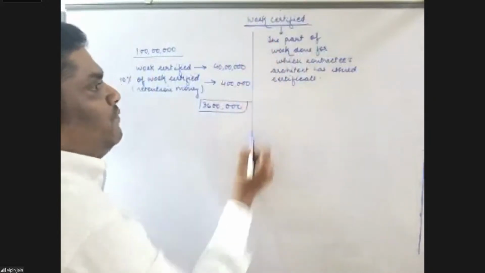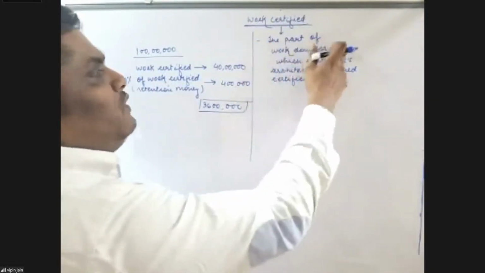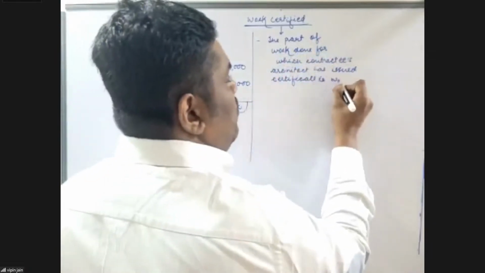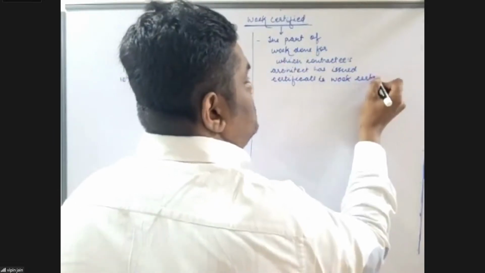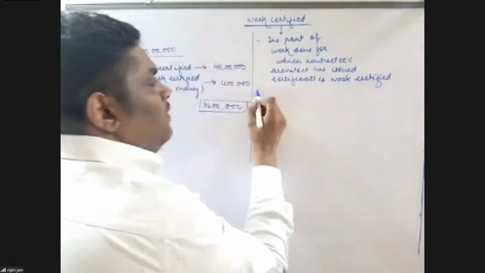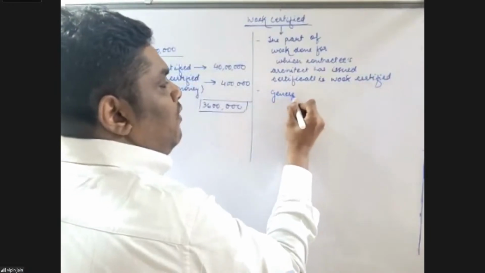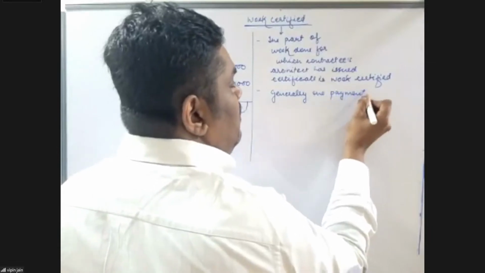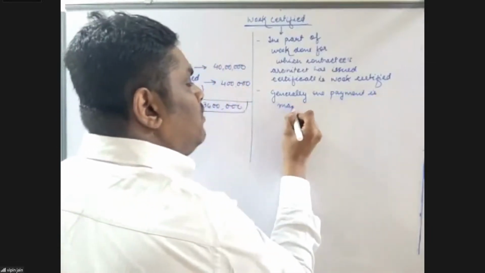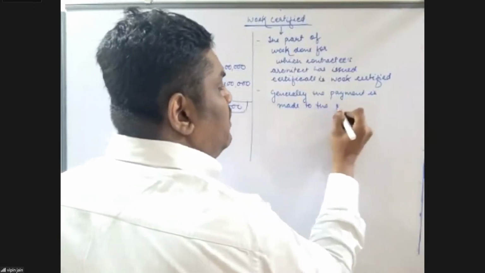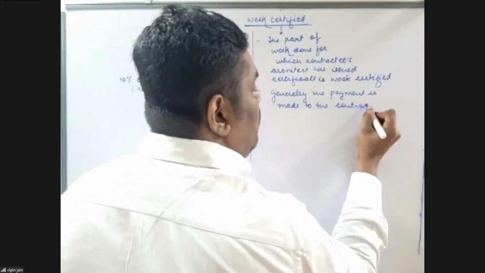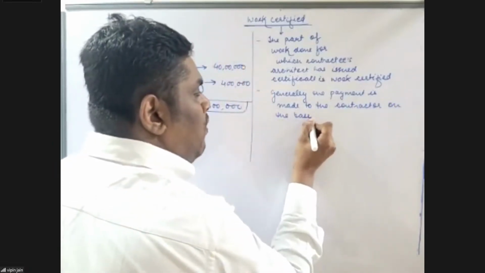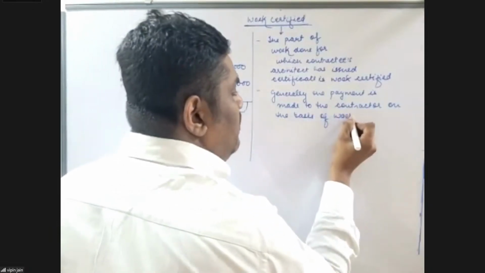So, first point, what is work certified? The part of work done for which contractee's architect has issued certificate is work certified. Now, generally, the payment is made to the contractor on the basis of work certified.